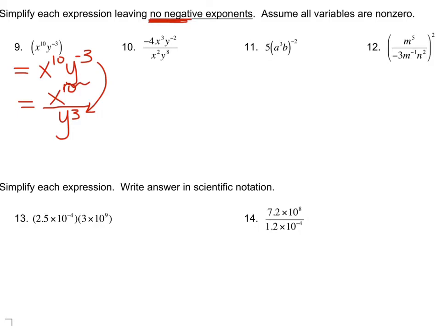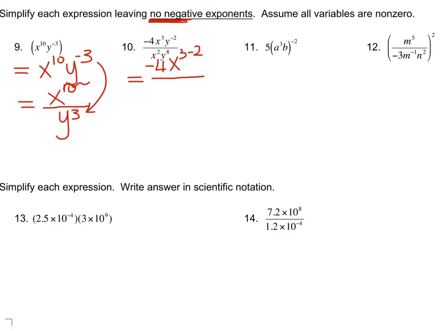Number 10. So now you have negative 4x cubed times y to the negative 2 power divided by x squared, y to the 8th power. For the number negative 4, there's nothing else, so I'll just leave it up there. For x cubed divided by x squared, obviously 3 is greater than 2, so I'm going to leave the bigger number and subtract the smaller number.